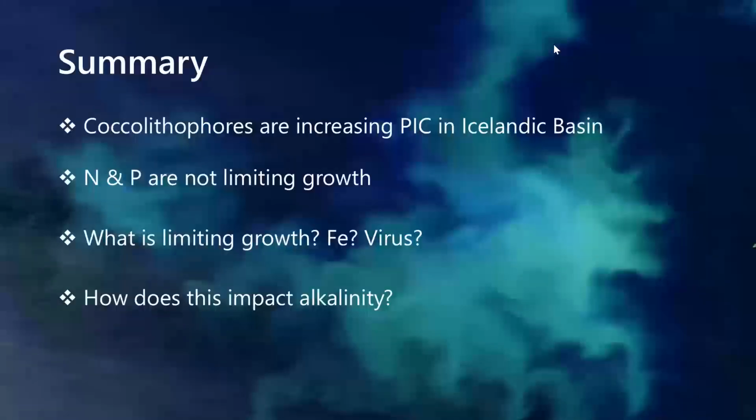And so just to summarize, this is very much still work in progress. The coccolithophores are increasing the particulate inorganic carbon in the Icelandic Basin, but it's not the nitrogen and phosphorus that are limiting growth. So what is limiting growth? Is it the iron? Is it viruses? Is it grazing? And then the next question is, how does this impact alkalinity? So I don't know yet. I'm hoping to find out.